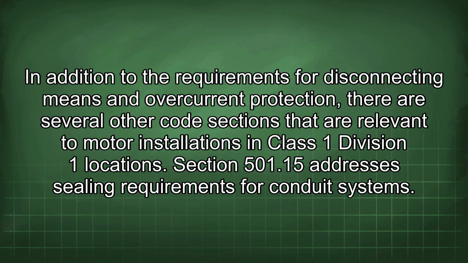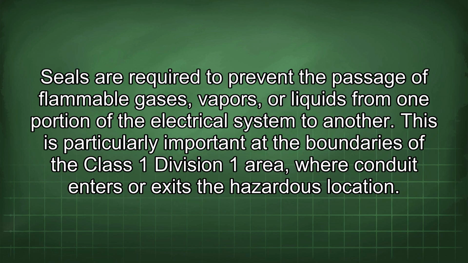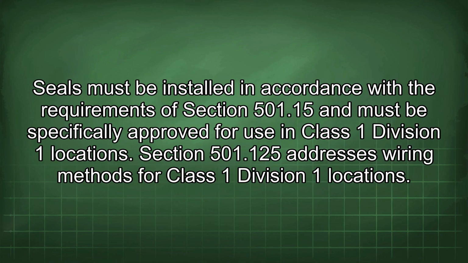In addition to the requirements for disconnecting means and overcurrent protection, there are several other code sections that are relevant to motor installations in Class 1 Division 1 locations. Section 501.15 addresses sealing requirements for conduit systems. Seals are required to prevent the passage of flammable gases, vapors, or liquids from one portion of the electrical system to another. This is particularly important at the boundaries of the Class 1 Division 1 area, where conduit enters or exits the hazardous location. Seals must be installed in accordance with the requirements of Section 501.15 and must be specifically approved for use in Class 1 Division 1 locations.